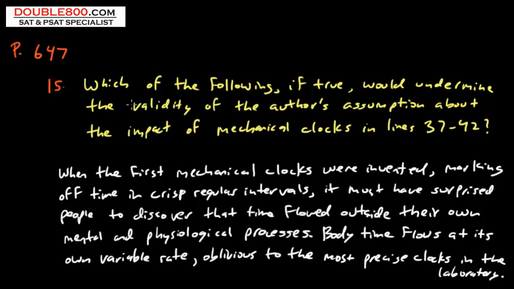In this lesson, we'll review a long nonfiction reading problem. This is part of the critical reading section. We're on page 647, question 15. And remember, there's not a progressive level of difficulty. This is a difficult problem.